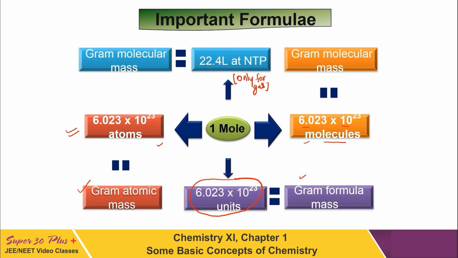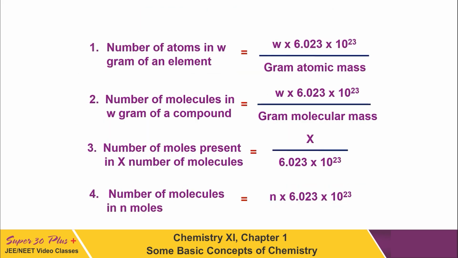So now I say 1 mole of a gas will always occupy the volume 22.4 liter at NTP. If you have 1 mole of gas, its volume will be 22.4 liter. That's for sure. I want you to remember this always. So what is the formula?